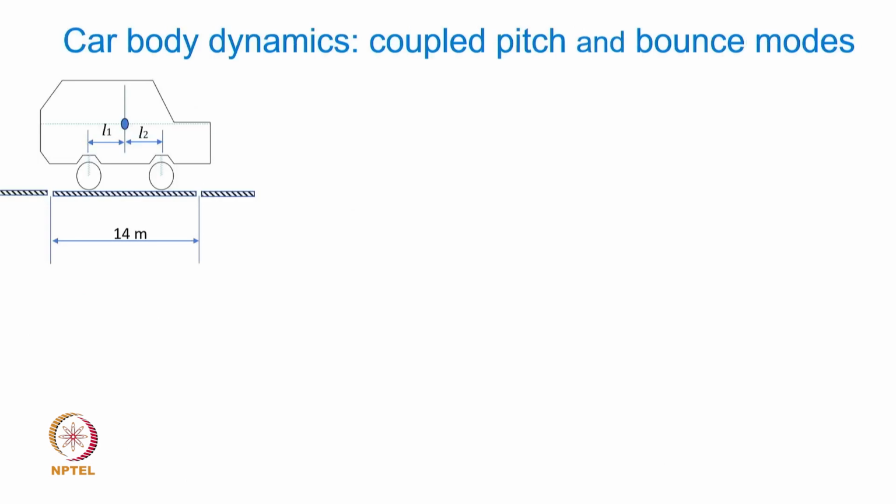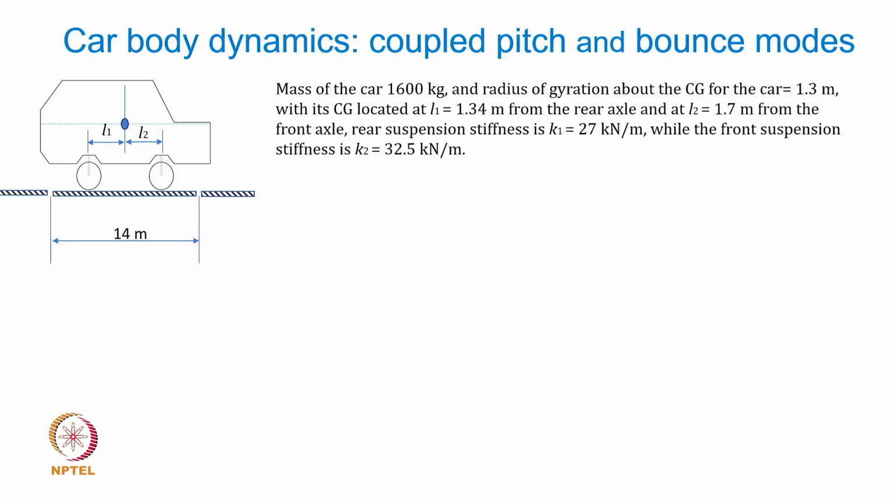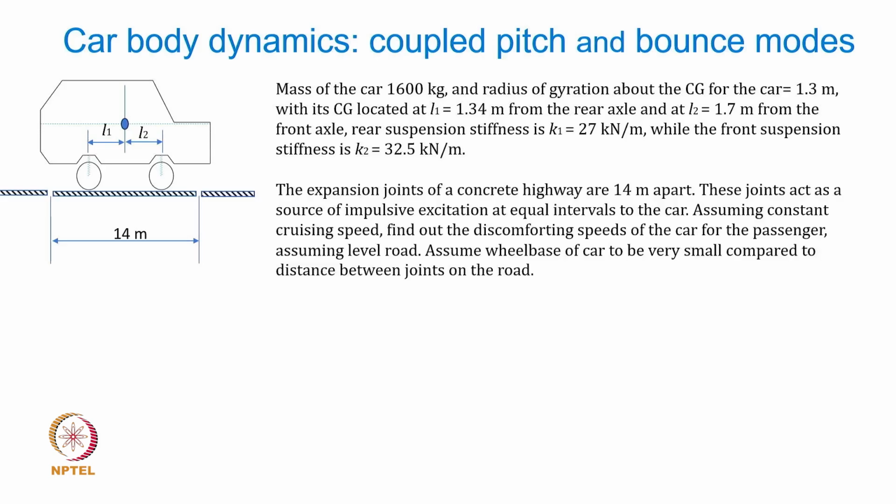Okay, let us take an example now on the same car body having rear and front suspension and the CG located as shown here at distance L1 and L2. So the example is like this. The data related to the vehicle is already given here, as you notice, and in addition what it says is that the expansion joints on a concrete highway are 14 meter apart, as you see here. Of course, this is not a scale drawing.